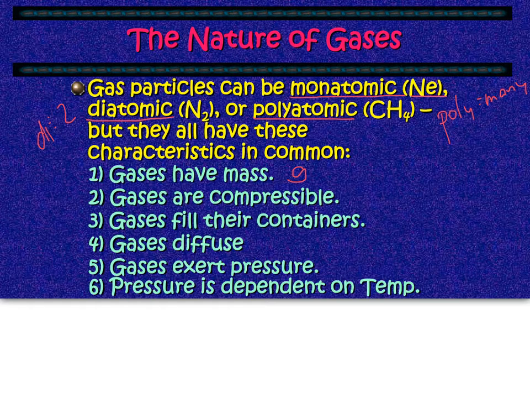Gases diffuse. That means that they go from an area of higher concentration to an area of lower concentration. They will always spread out because the particles, once they're close together, they want to get away from everybody else, so they spread out. If you think about spraying perfume in the corner of a room, eventually it will diffuse into the rest of the room. Gases exert pressure, so they can put pressure on things, and pressure is going to be dependent on the temperature of the gas, okay? If it's a hot gas, the pressure will be different than if it is a cold gas.